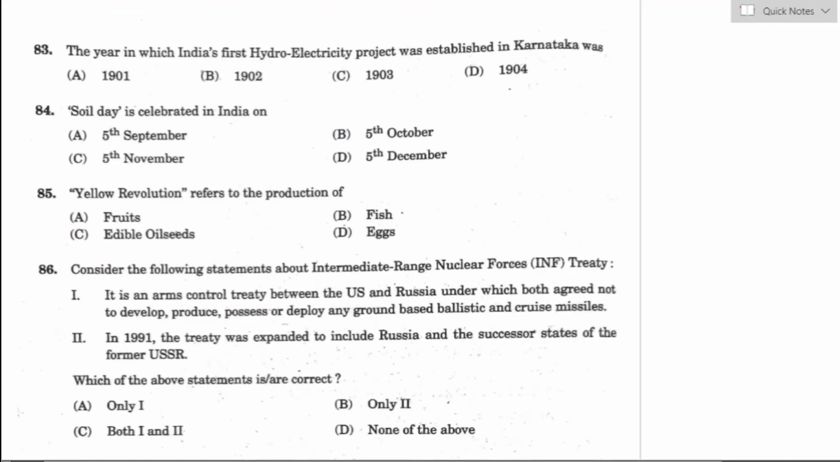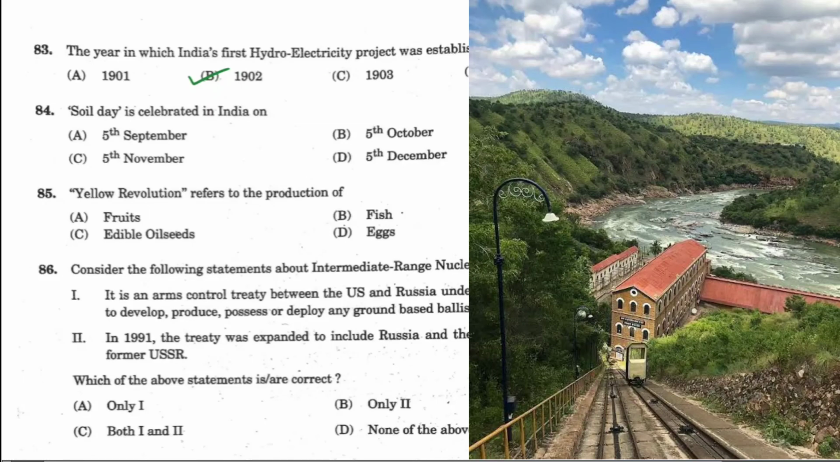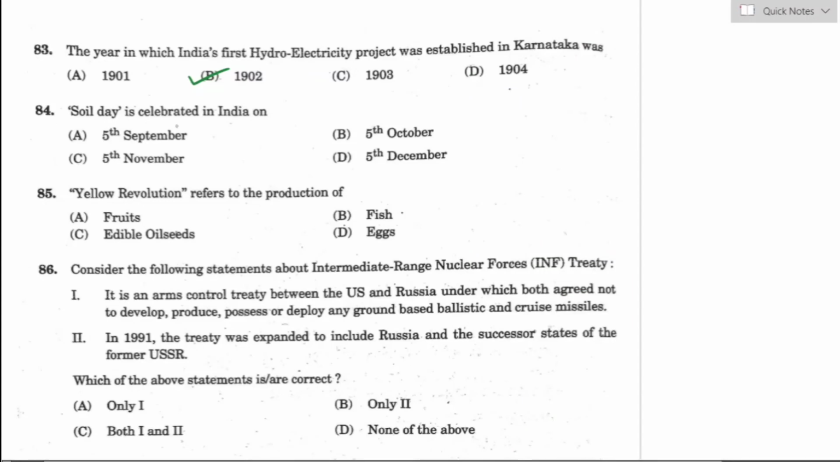Question number 83. The year in which India's first hydroelectricity project was established in Karnataka was 1902. Option B is the right answer. In the following figure, you can observe the hydroelectricity power station established in Shivanasamudram of Karnataka. Question number 84. Soil Day is celebrated in India every year on 5th December to focus attention on the importance of healthy soil and advocate for sustainable management of soil resources.